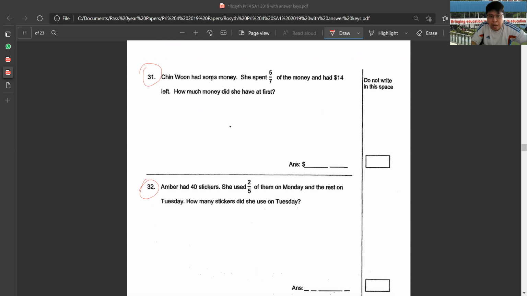Okay. Chun Woon had some money. You don't know how much. He spent 5/7 of the money and had $14 left. So 5/7 of the money, right? So you draw a model. How many parts do I need to draw? 7. Yes.